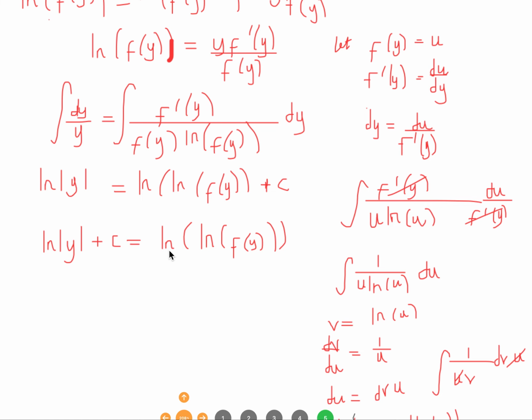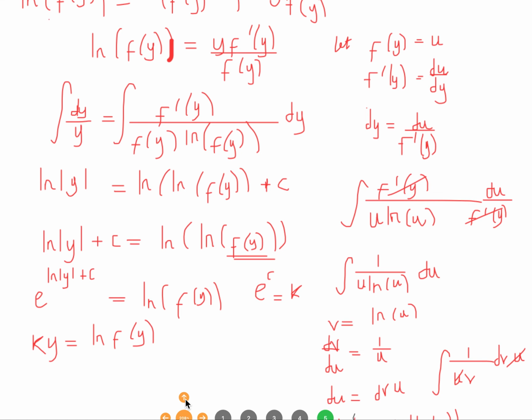Raise this to the power of e, because we're interested in what f of y is. So raise all this to the power of e. So this is going to be e to the ln of y plus c equals ln of f of y. Well, e to the ln of y plus c, well that's e to the power of c times y. Well, e to the power of c is just some constant. Okay, so we can write this as k times e to the ln of y, which is just going to be y. That equals ln of f of y.